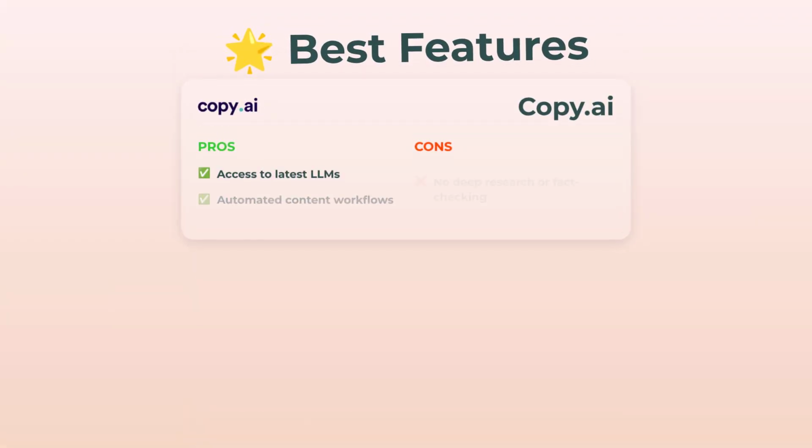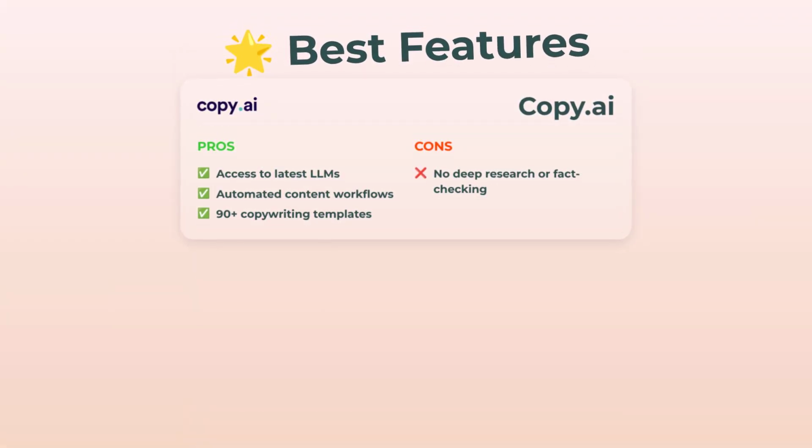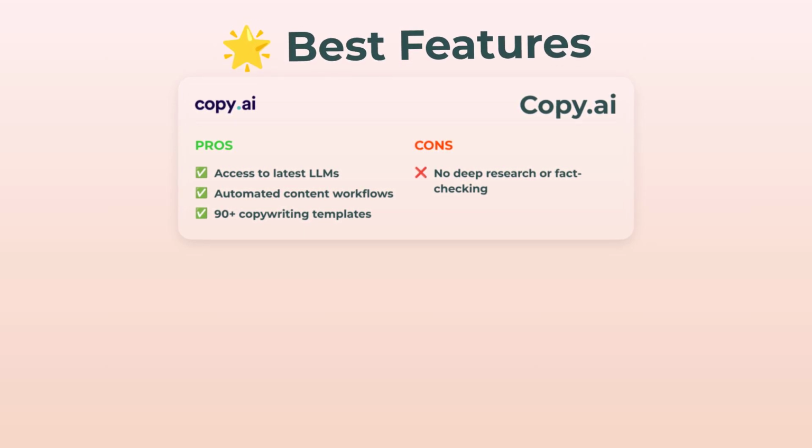Let's jump to best features. Copy.ai's got all the latest LLMs, wild content automation, and over 90 templates. Seriously, almost too many options. Downside though, no heavy research or fact-checking, just quick, creative output.